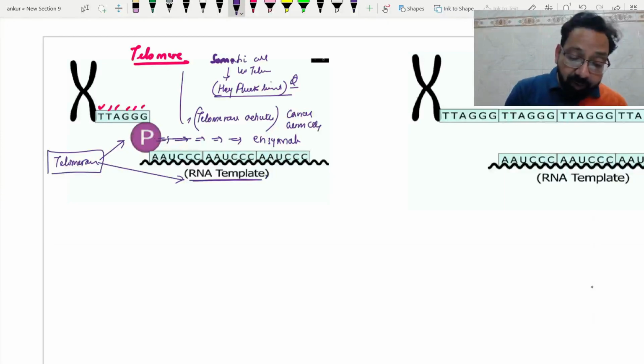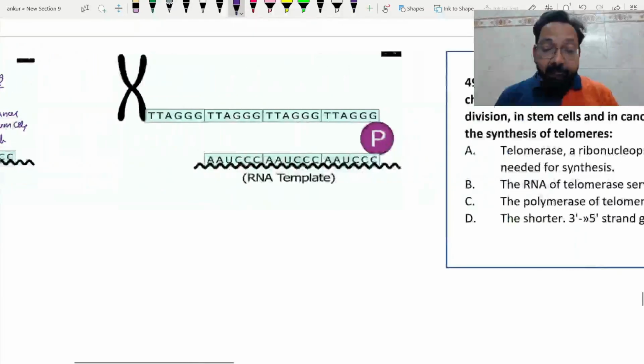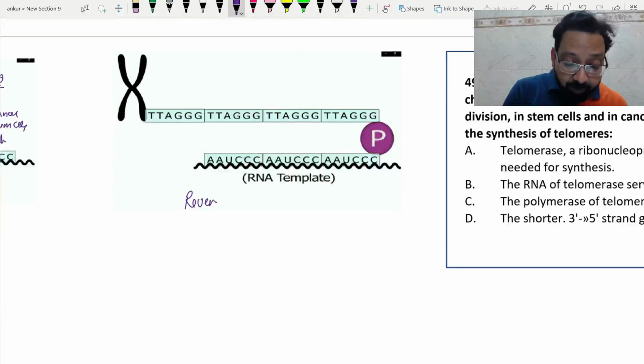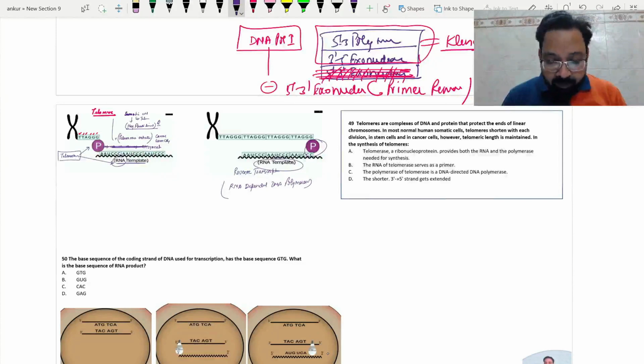Now this telomerase synthesizes telomere, and RNA acts as a template. So this enzyme synthesizes DNA from RNA. Any enzyme which synthesizes DNA from RNA is called reverse transcriptase, or RNA dependent DNA polymerase. So telomerase are complexes of DNA.